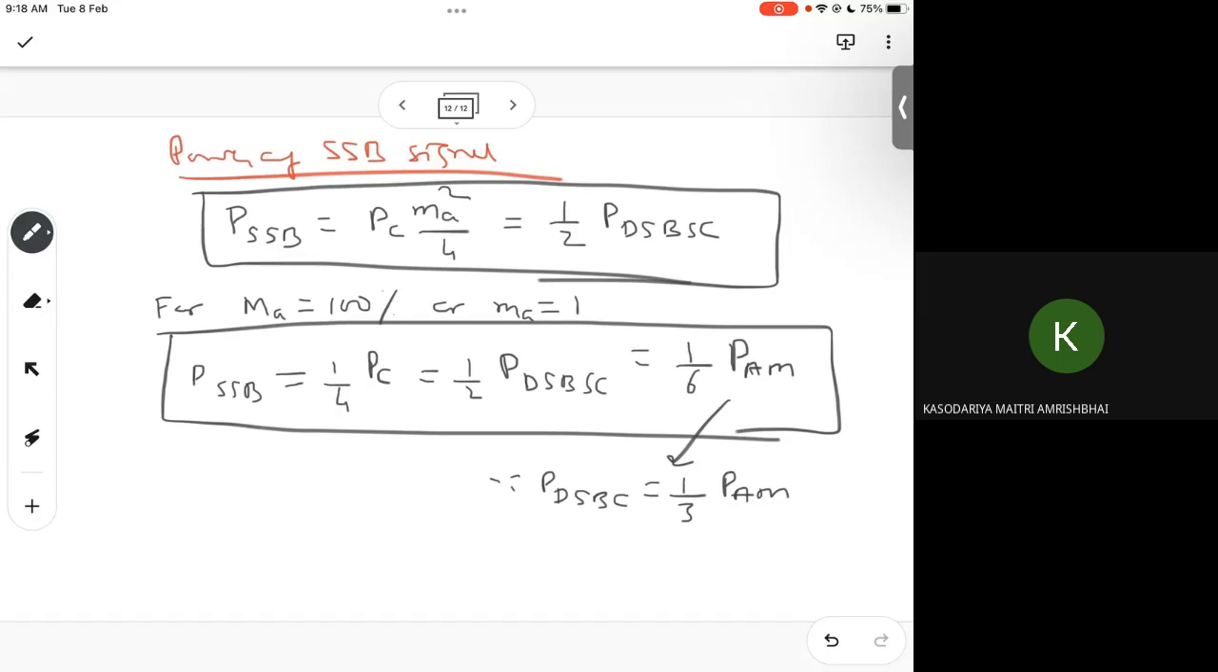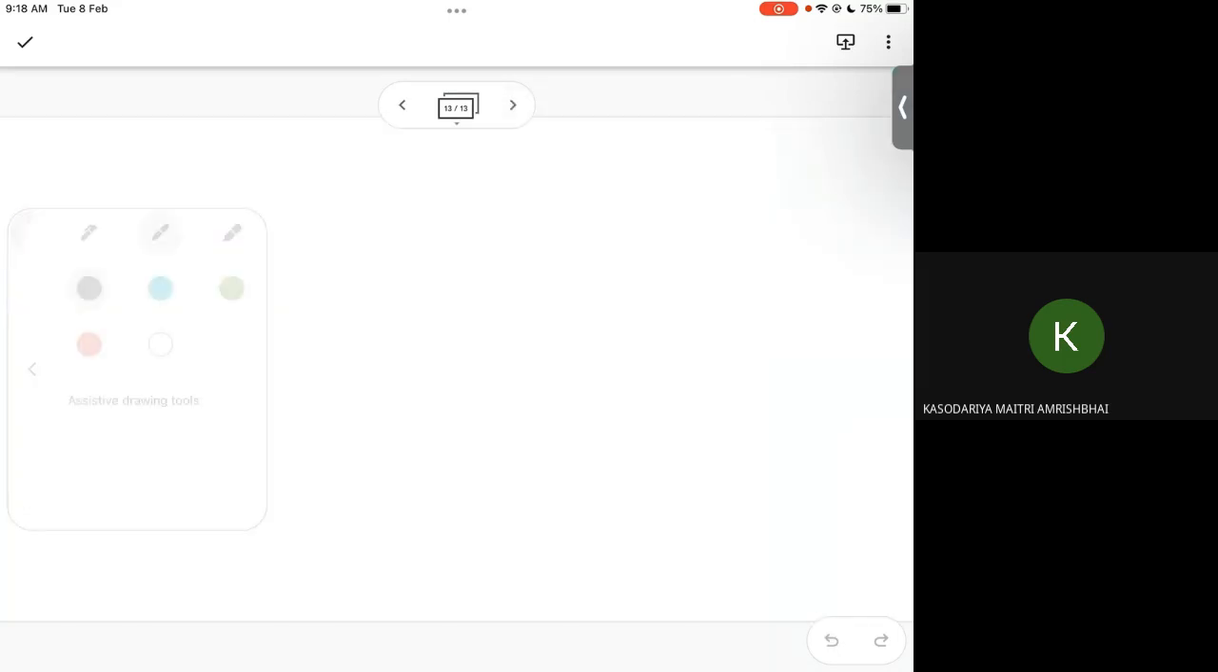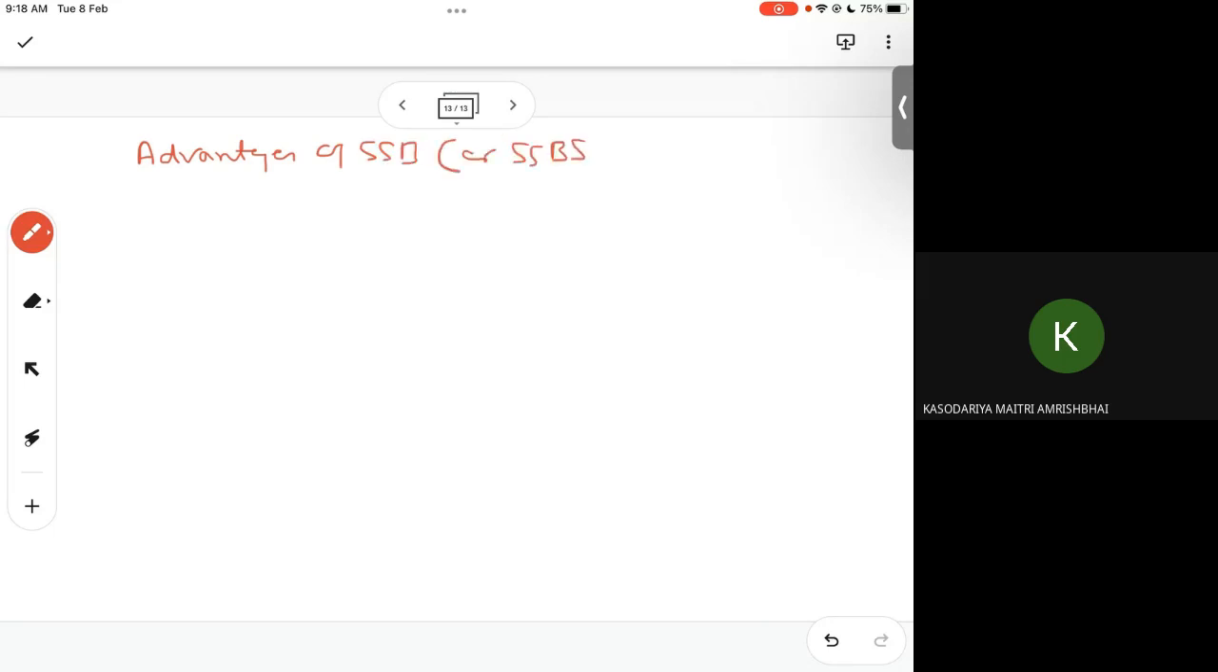So let's talk about the advantages and disadvantages of SSB. First, the advantages of SSB or SSB-SC. It is one and the same thing. It is a subset of this, over DSB-SC or AM.